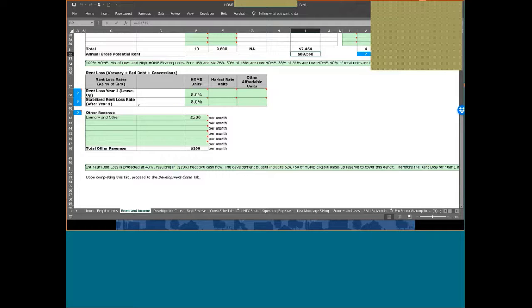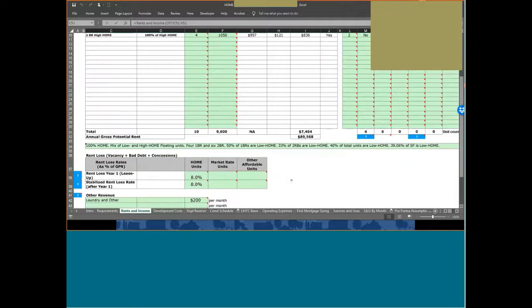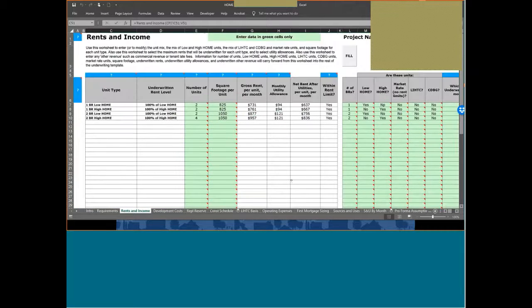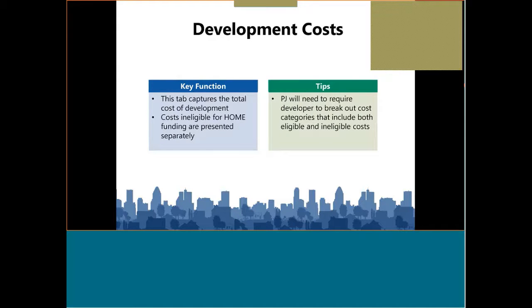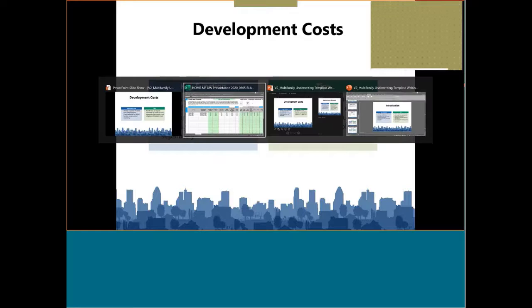And I've also input how much laundry and other revenue is projected. And I've input a series of comments about how I've treated all of this. So I'm done with this page. I've got my rent revenue side thought through, and I'm going to go to the next worksheet. The next worksheet is development costs. And this is the tab worksheet that captures the projected total development cost and allows you to look at a series of breakdowns and analytical representations of that information.